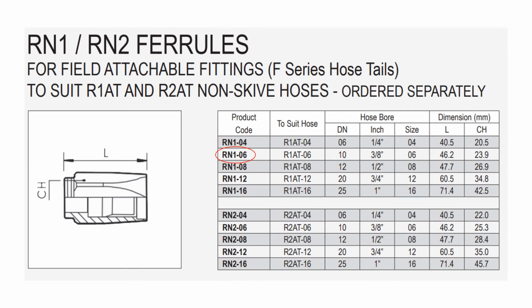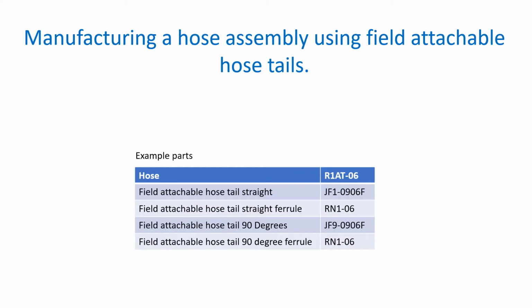Referring back to the parts catalog, F series hose tail refers to an RN1. That looks familiar. So it's an RN1-06. 06 is 6/16, which is 3/8 ball size on the hose. There's a few things here to remember, so let's create a little table.